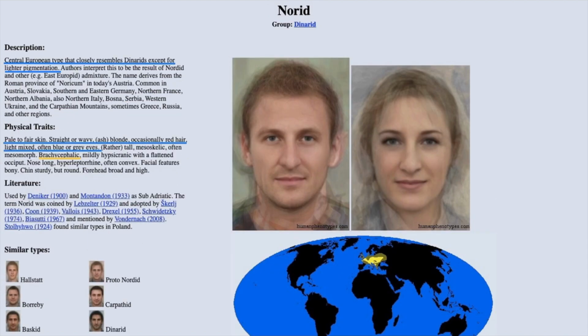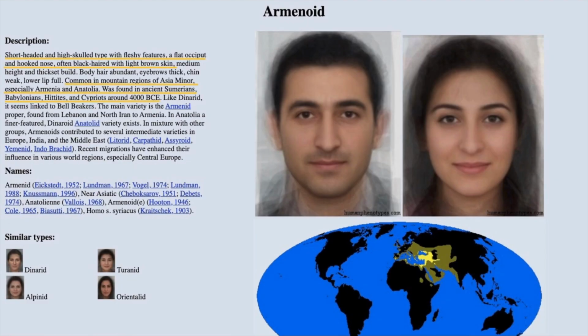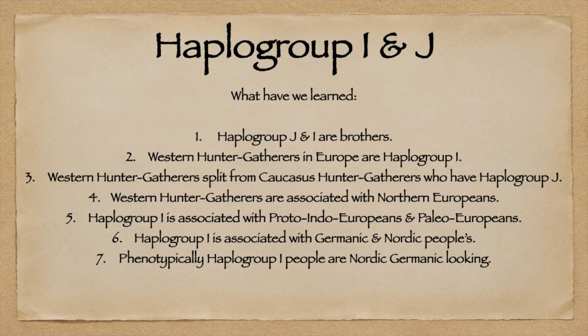Then you have the Norid, which we talked about as well, a Central European type that closely resembles Dinarids, except for lighter pigmentation. Pale to fair skin, straight or wavy ashy blonde, occasionally red hair, light mixed, often blue or gray eyes, brachycephalic. And then, of course, you have the Armenoid, a short-headed and high-skulled type with fleshy features, a flat occiput and hooked nose, often black-haired with light brown skin, common in the mountain ranges or regions of Asia Minor, especially Anatolia and Armenia. So all these three types basically kind of look the same.